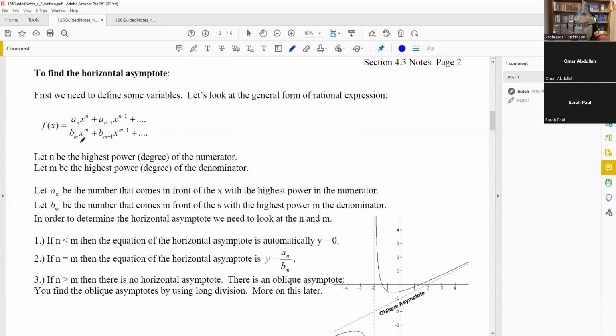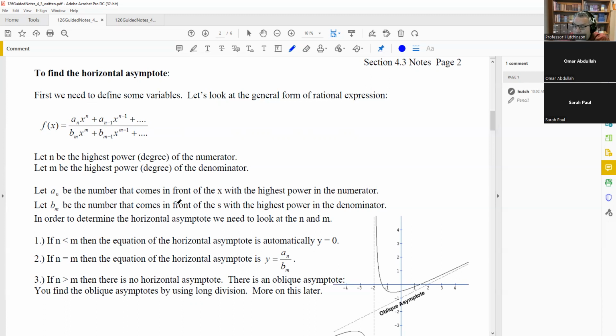On top, we have a polynomial. At the bottom, we have a polynomial. These are the same variables that we set up before on the last test when we talked about polynomials. The a of n is the number in front of the x with the highest power. The n would be its degree. And then we just go down by 1 all the time, in descending powers all the way down. We have the same thing on the bottom also, except we're using a b instead of an a. We have an m to indicate the degree on that. So the b of m would be the coefficient in front of the x that has the highest power in the denominator.